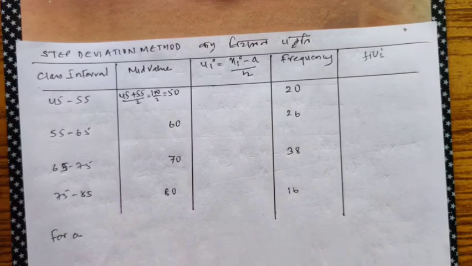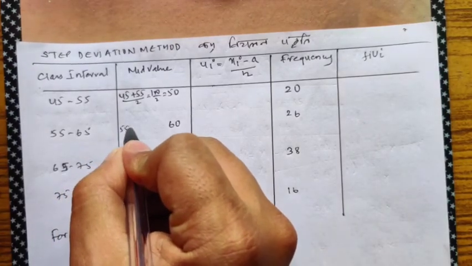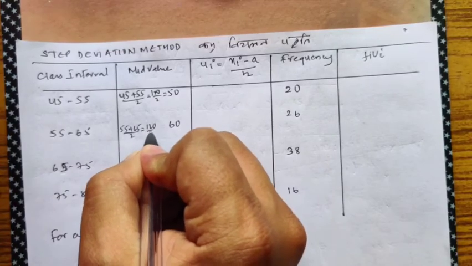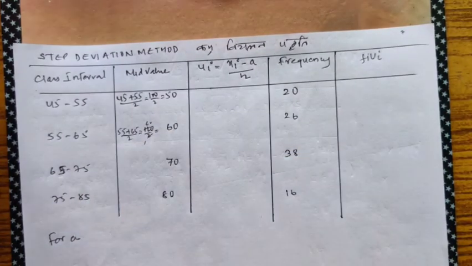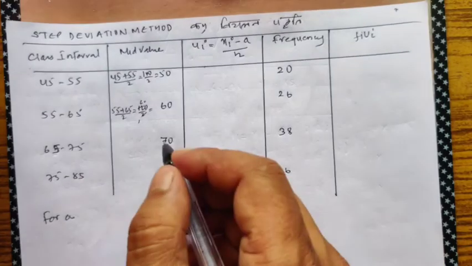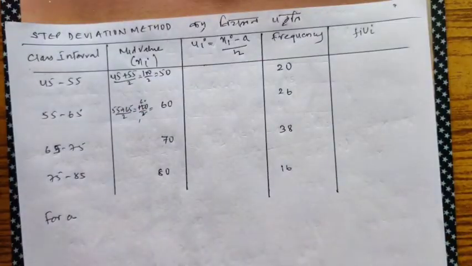Okay, class interval, put it down. You all know how to find the mid values, so I'll not show all. Let me show you one and then do it yourself. 55 plus 65 by 2, which is 120 by 2, which is 60. Frequencies you can fill in. What is ui? Ui is xi minus a by h. Mid value, don't forget to write xi. Never forget to write xi in mid value.